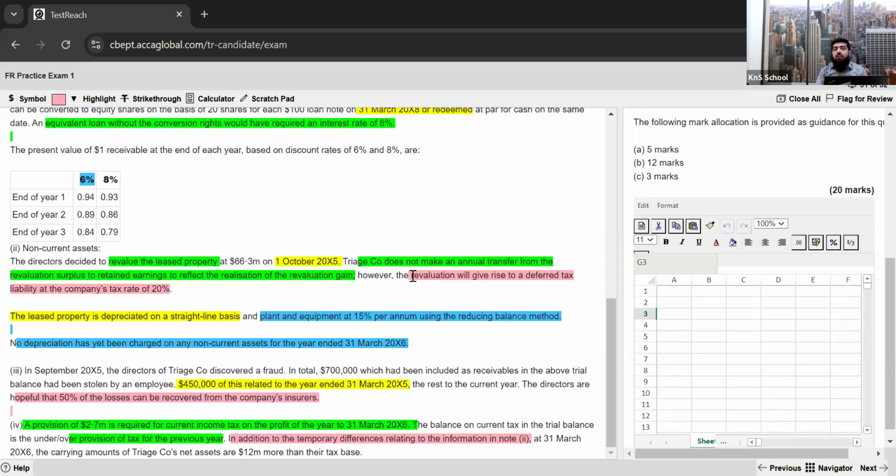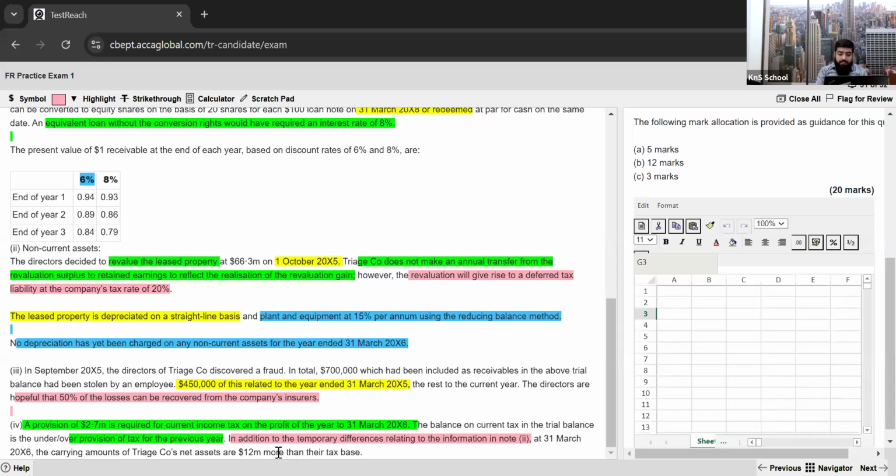And we all know that revaluation surplus will always give rise to the deferred tax liability. So it means other than the revaluation surplus deferred tax, there is something else.